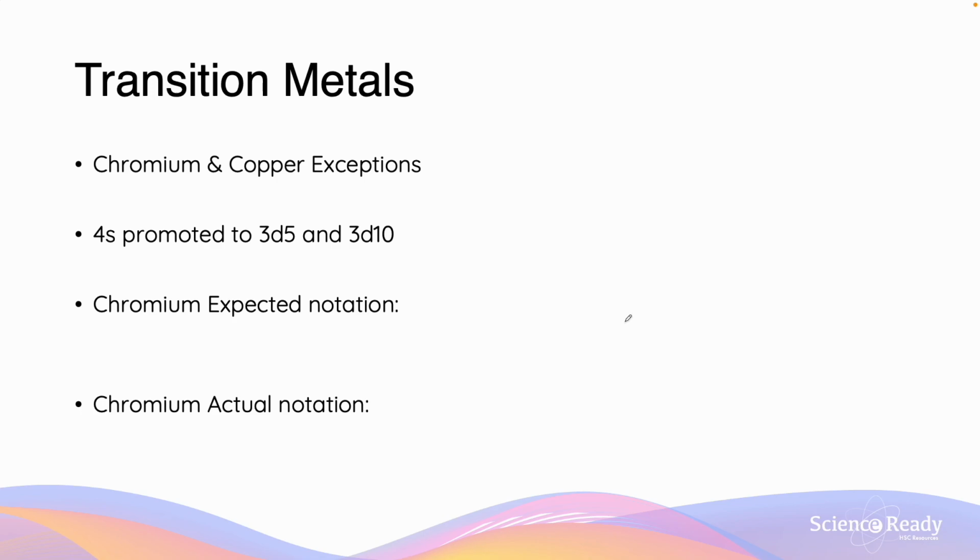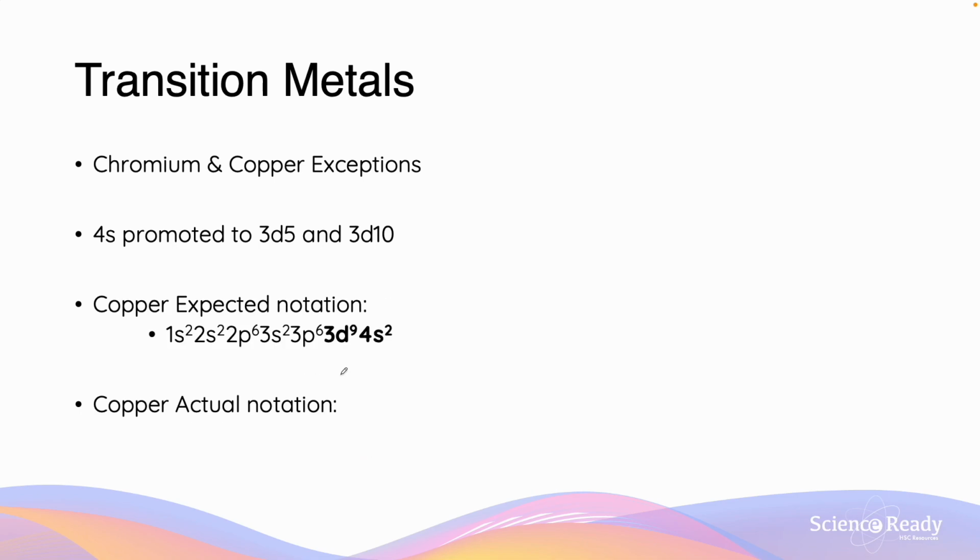So unlike the expected notation, where we would end on 4s2 and 3d4, what we actually end up getting for chromium is 4s1 and then 3d5. Similarly for copper, we expect this 3d9 4s2 notation, but what we actually get is 3d10 and 4s1. Now this is a disruption in the rules which we'll have to know as exceptions for chromium and copper, but the other transition metals' configurations are unaffected by this rule.